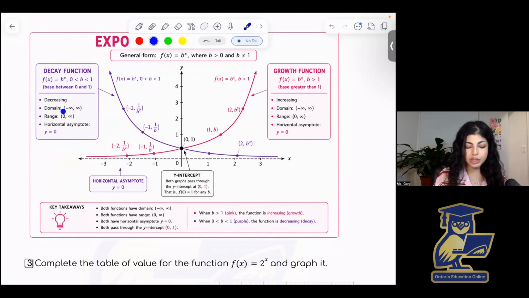Now with the decay function, it's the same, but just now reflected over the y-axis. So here now we have a decreasing function. The domain is still all real numbers. The range is also still greater than 0. And the horizontal asymptote is the same. Again, keep in mind, it's just a reflection, right? So nothing is really changing except for that increasing is now decreasing. They both have that horizontal asymptote there. They share the same y-intercept. And so pretty much a lot of similarities between these two functions.